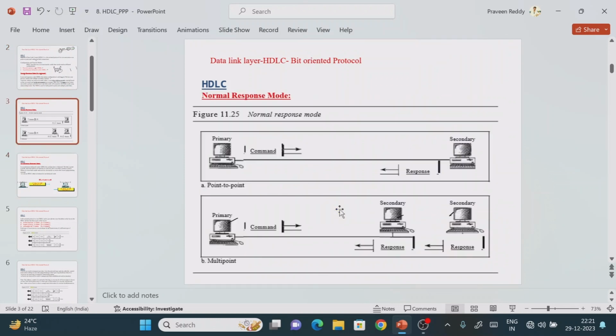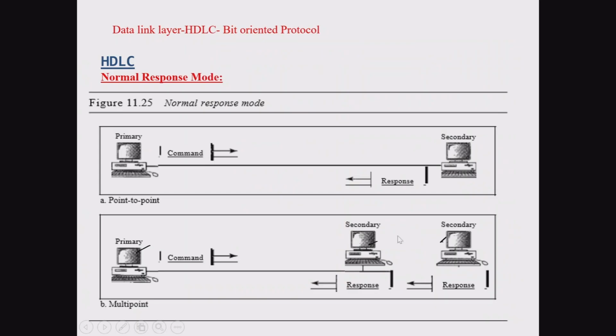Now if you observe here, you will understand that we have one primary station, and only the primary station has the capability to send information, namely the command. Based on the command received at the secondary station, the secondary station can only respond, but it cannot send any commands. This is the case for point-to-point communication.